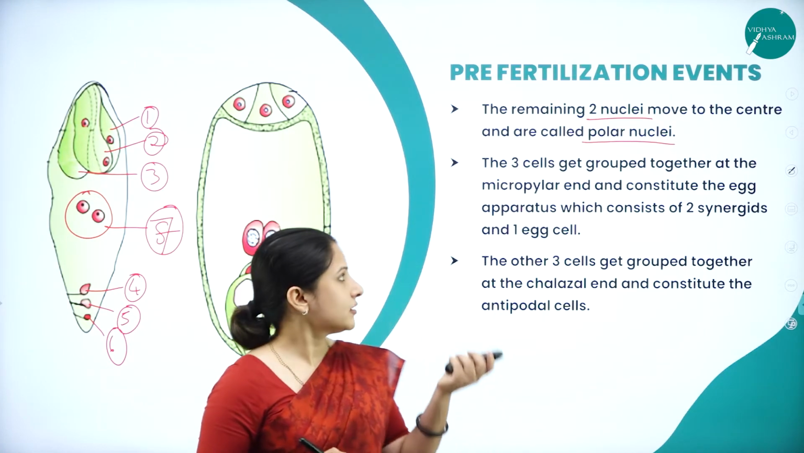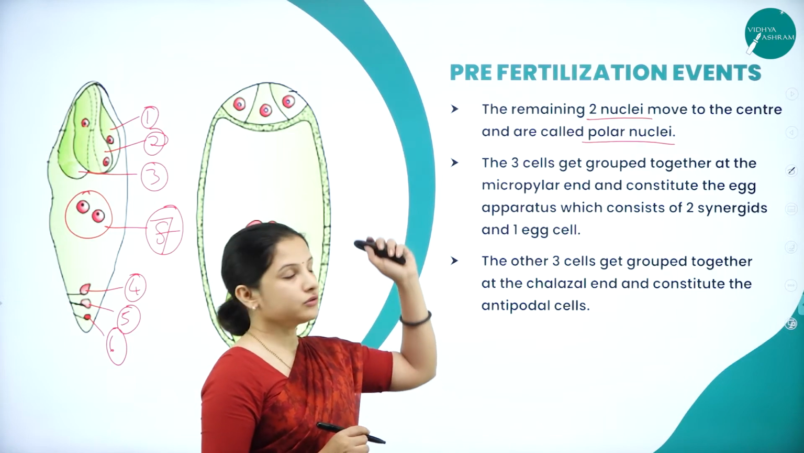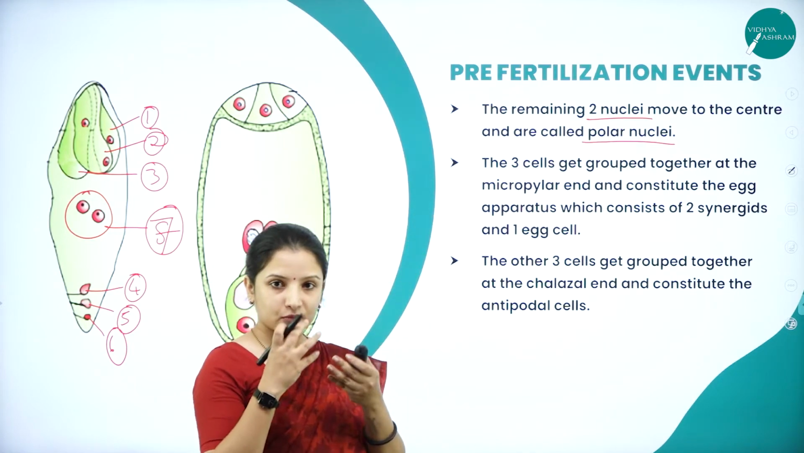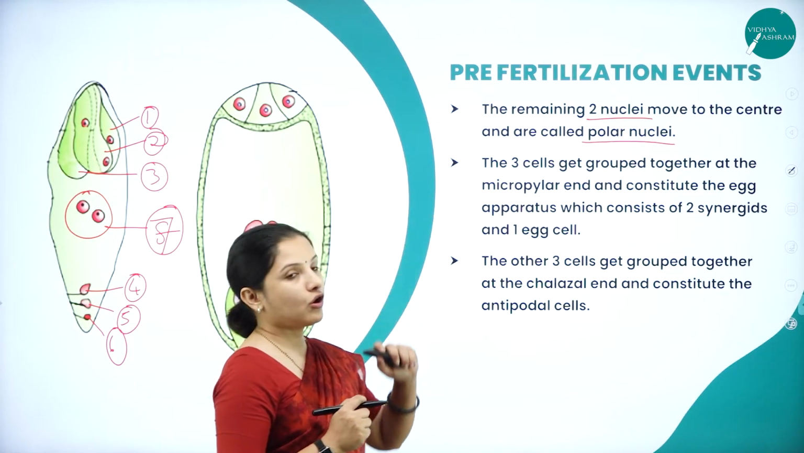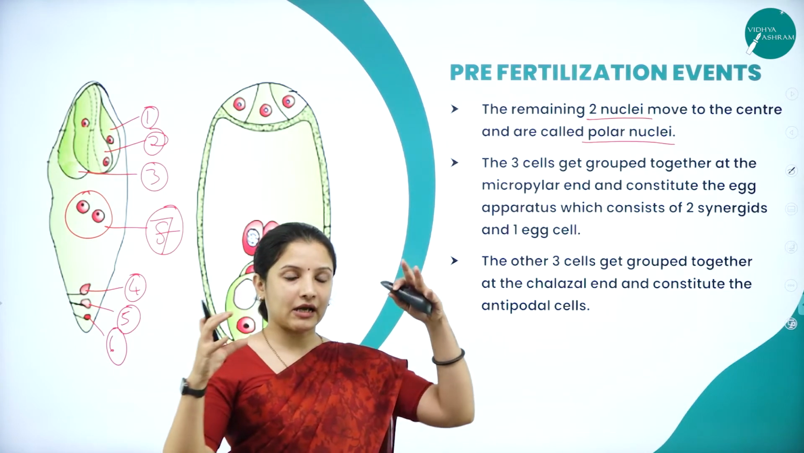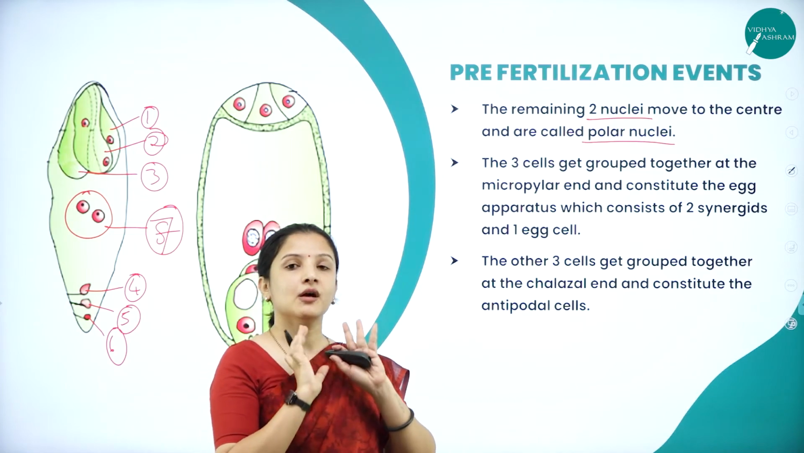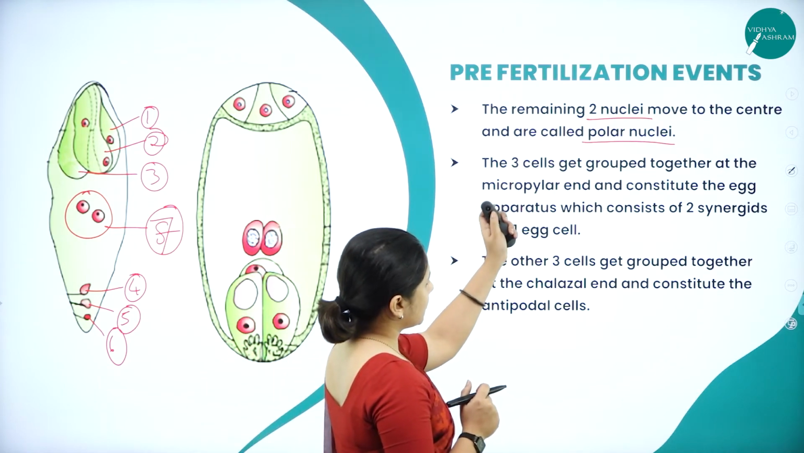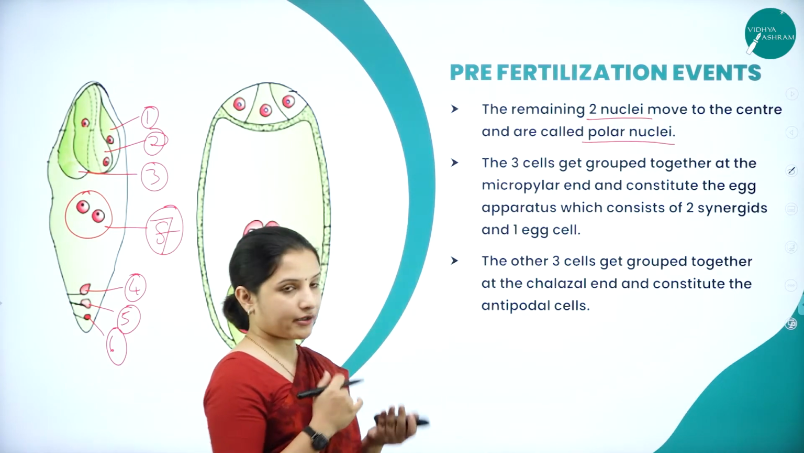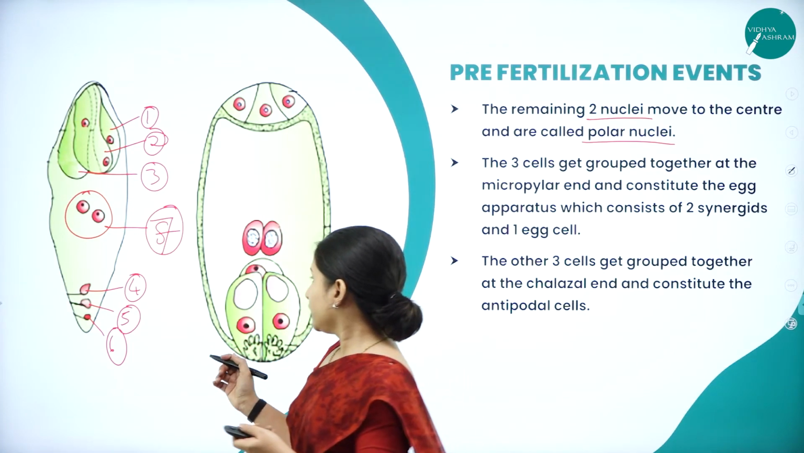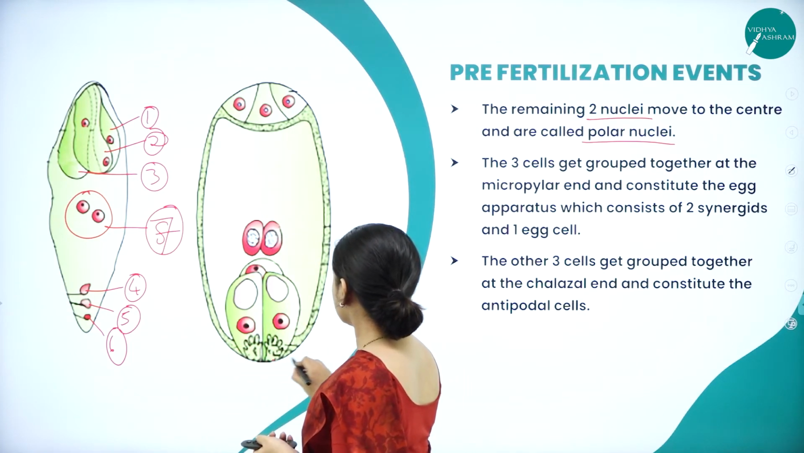After that, as I told you, the remaining 2 nuclei move to the center and are called the polar nuclei. They have come from the 2 poles, moved to the center, and now are called the polar nuclei. So the 3 cells at the micropylar end, you have the micropylar end.